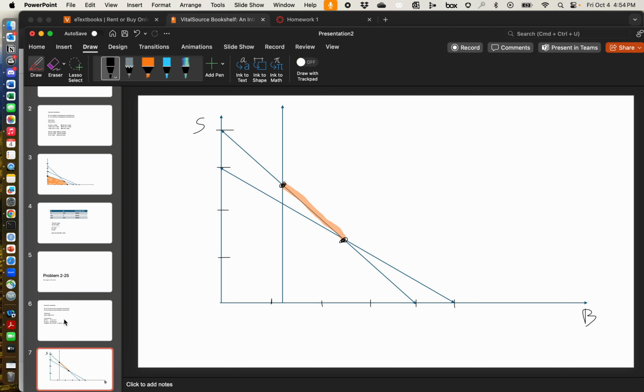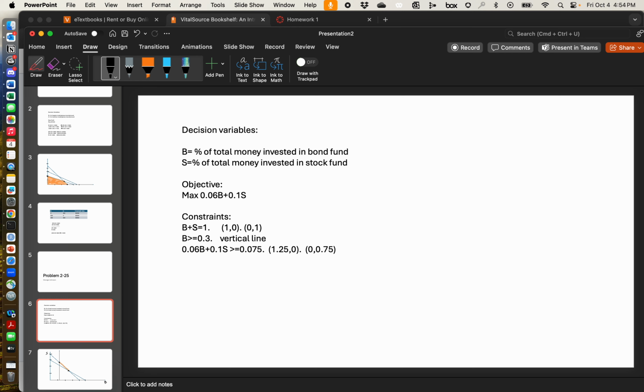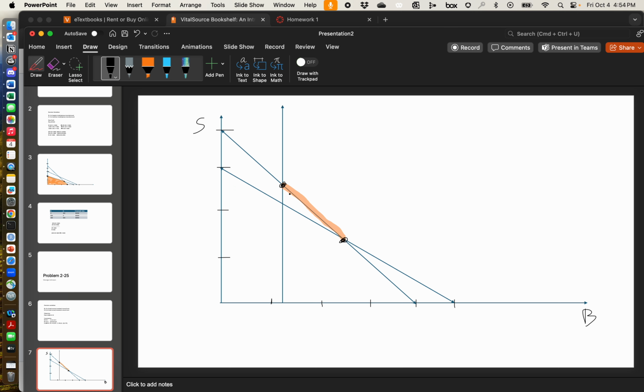Now, the other thing you could have done is write this as b plus s is less than or equal to 1. If you did that, I'd be okay with it, because they don't explicitly say that you cannot invest some of the money that you have. You're trying to figure out how much to invest. If you wrote b plus s is less than or equal to 1, then your feasible region would have been this triangle right here. Otherwise, technically speaking, the feasible region is just the points on this line. Either way, there are two endpoints here, so let's write the two endpoints.